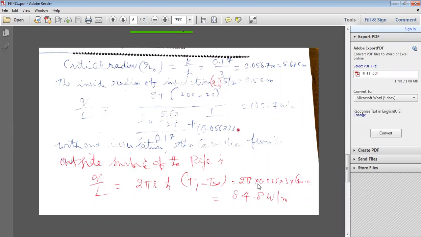That is equal to 2 into pi into R, the radius of the pipe, 2.5 centimeters, in meters 0.025, into h 3, into 200 minus 20. And if you simplify this, it is 84.8 watt per meter. So if you provide insulation, there is more heat transfer, the maximum heat transfer, that is 105.7. If there is no insulation, only 84.8 is going out to the environment.